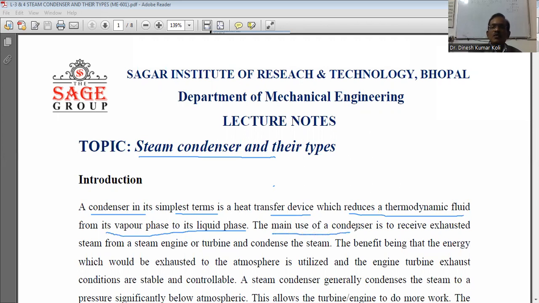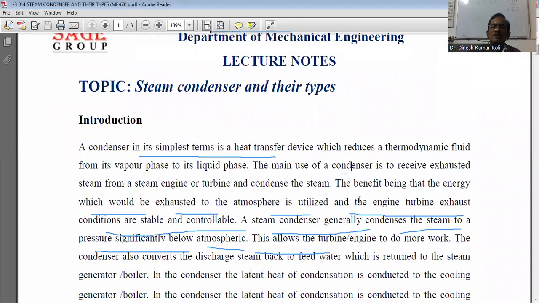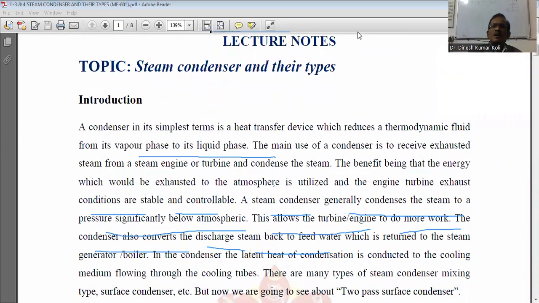The main use of a condenser is to receive exhausted steam from a steam engine or a turbine. The steam condenser takes the steam from a steam engine or a steam turbine, and by taking its heat, it will condense it. What is the benefit of that? The energy which could be exhausted to the atmosphere is utilized, and the engine or turbine exhaust conditions are stable and controllable.